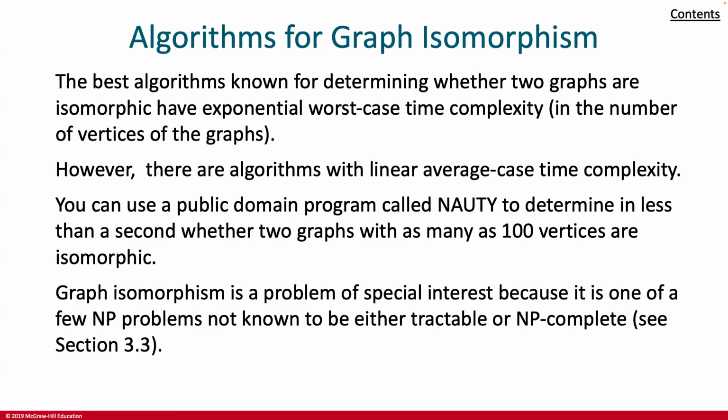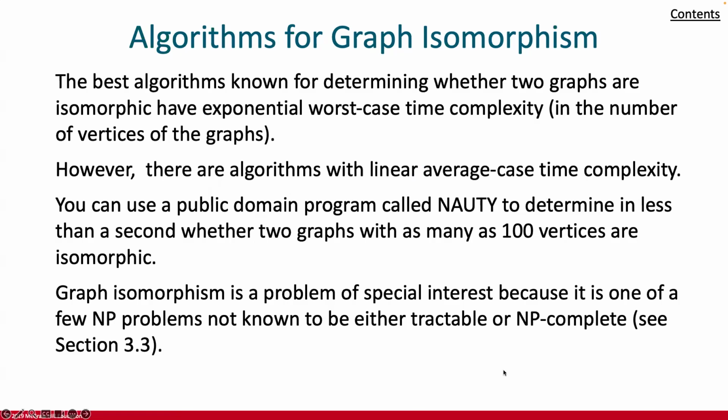Okay, algorithms for graph isomorphism. The best algorithms known for determining whether two graphs are isomorphic have exponential worst-case complexity. I already mentioned that. However, there are algorithms with linear average-case time complexity. You can use a public domain program called NAUTY to determine in less than a second whether two graphs with as many as 100 vertices are isomorphic. You can see Rosen for more details about that.